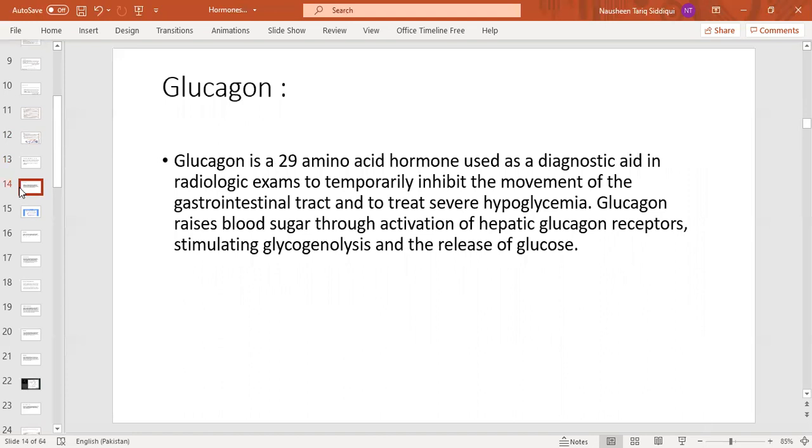Now, next is glucagon. What is glucagon? Glucagon is a 29 amino acid hormone used as a diagnostic aid in radiological exams to temporarily inhibit the movement of the gastrointestinal tract and to treat severe hypoglycemia. As a drug, glucagon is 29 amino acids, and it is present naturally in the body as well. Glucagon raises blood sugar through activation of hepatic glucagon receptors, stimulating glycogenolysis and the release of glucose.